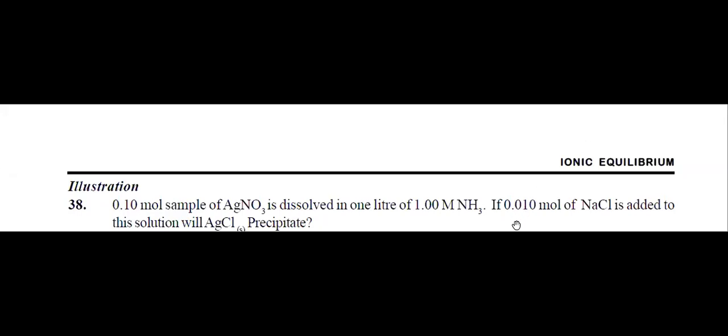Now let's see step by step how you approach it, because some of you might not even have understood the problem. See this: a 0.1 mole sample of AgNO3 is dissolved in 0.1 mole of NH3. If AgNO3 dissolves in NH3, what will happen? AgNO3 will give Ag plus. Now this Ag plus will react with NH3 to form Ag(NH3)2 plus. This is a complex salt.